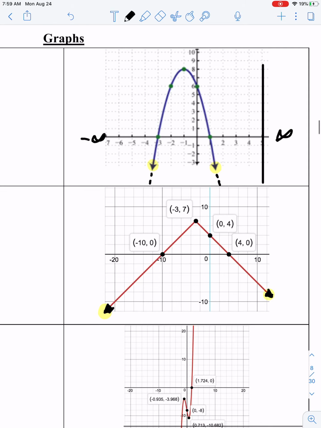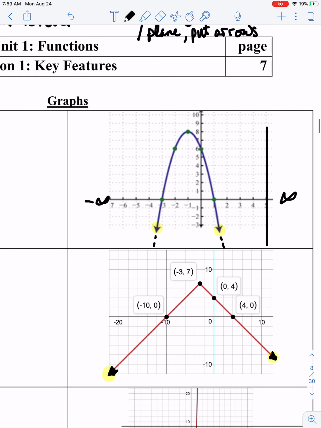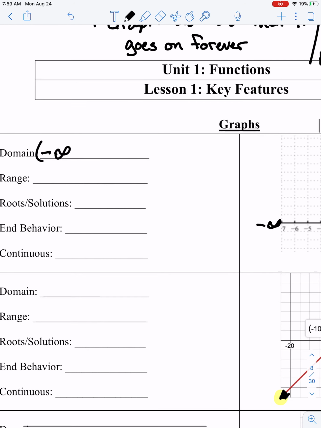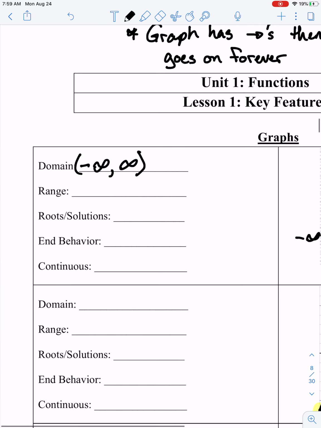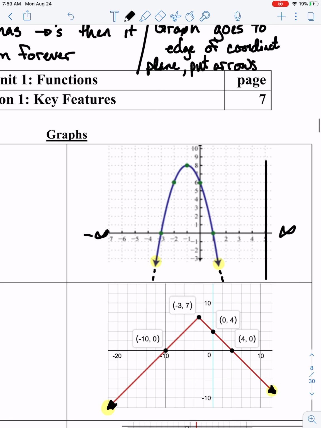All right, so because this graph up here at the top of page 7 keeps on going because of the arrows, I know the rightmost x value is positive infinity. Again, infinities have to get parentheses. Now I'm going to move on to the range. Again, ranges are y values. Now y values, instead of using this vertical line, I'm going to use a horizontal line.